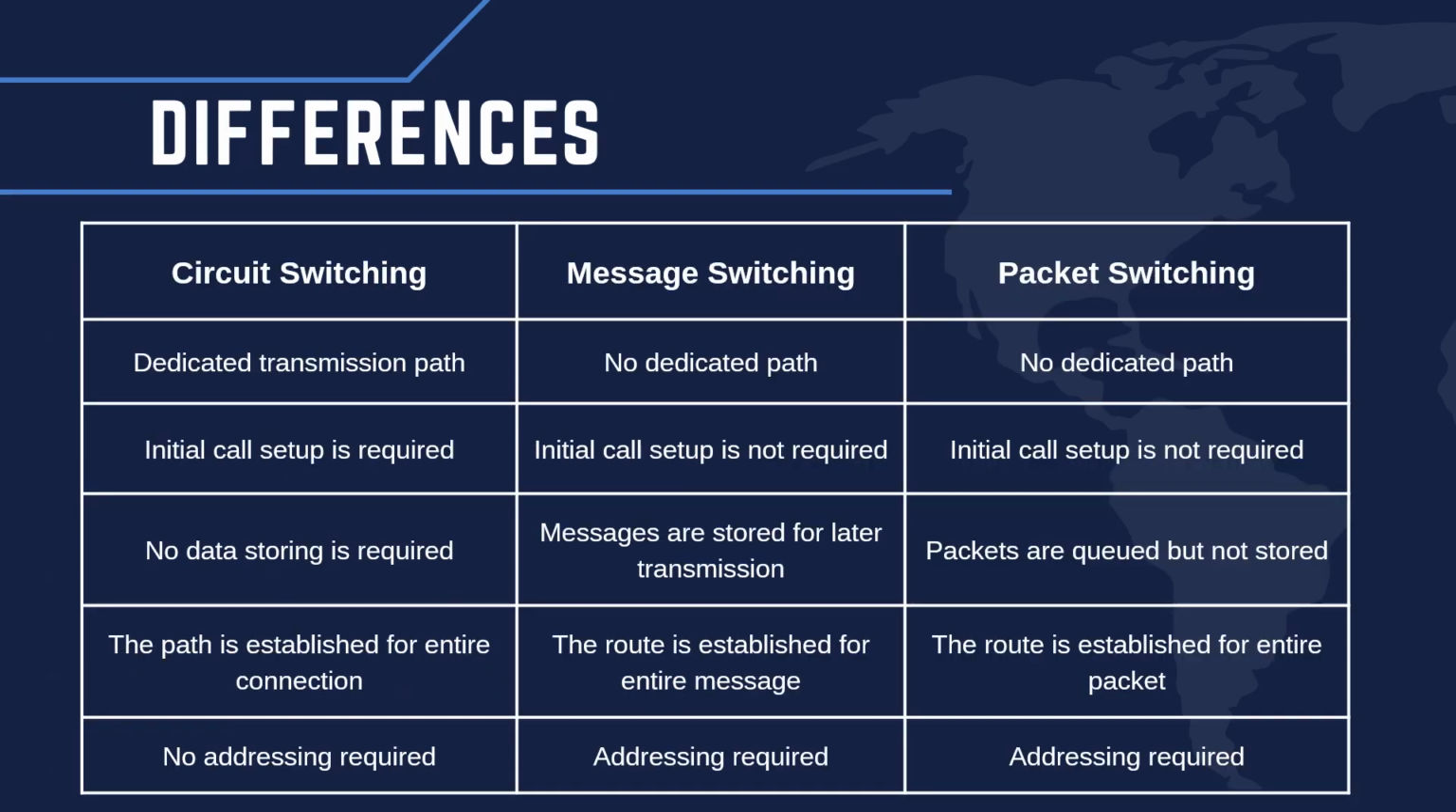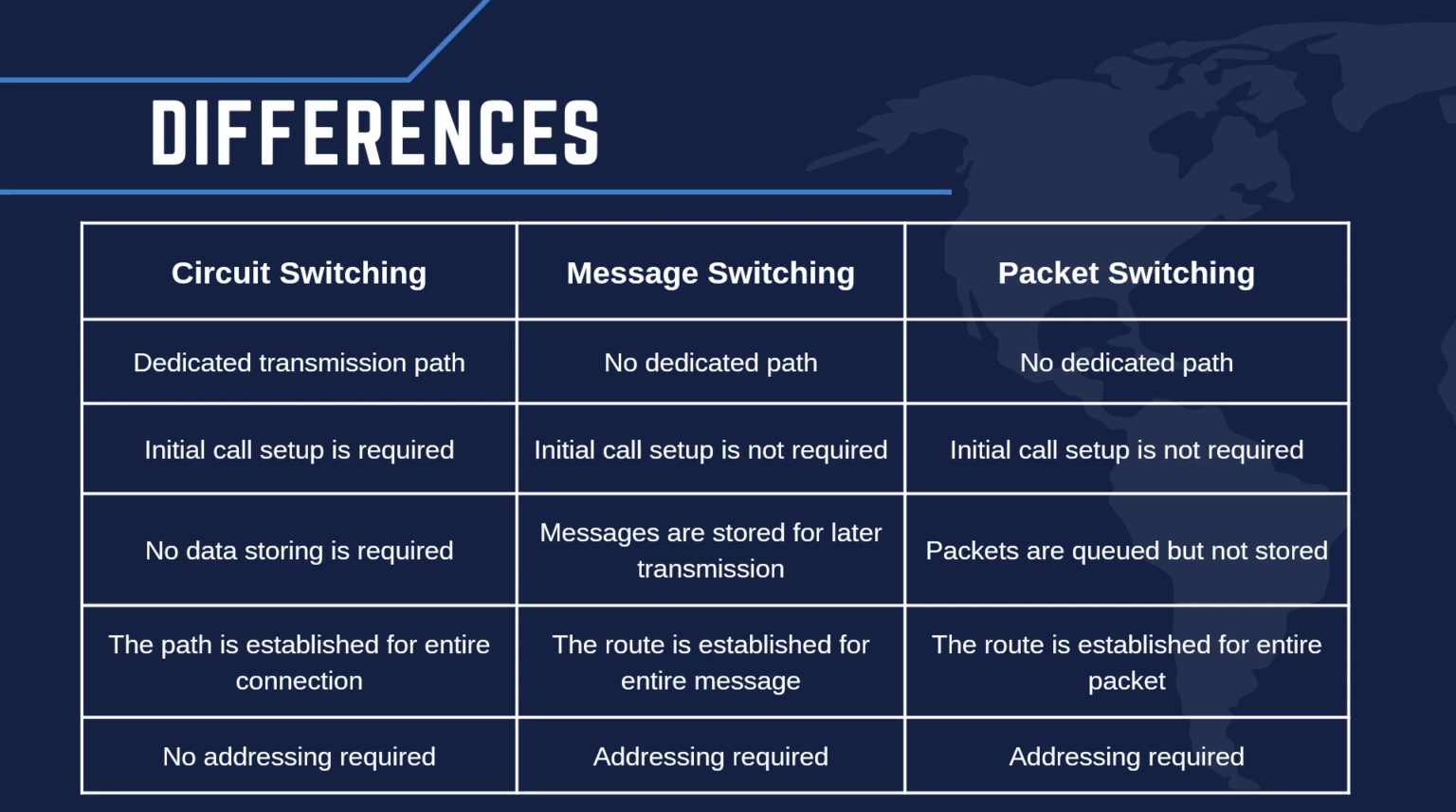Now, as we have discussed the different switching techniques, we'll look at the differences between them, right? So let's start the discussion with circuit switching. A dedicated transmission path is required in circuit switching, right? The first point was establishment of connection in circuit switching, so it indicates that a dedicated transmission path exists between a sender and a receiver. But this was not the case in message switching and packet switching, right? Because different rules were being followed in message switching as well as in packet switching, right? Initial call setup is required in circuit switching, but it isn't with message switching and packet switching.